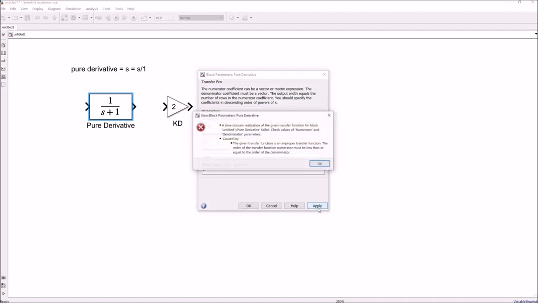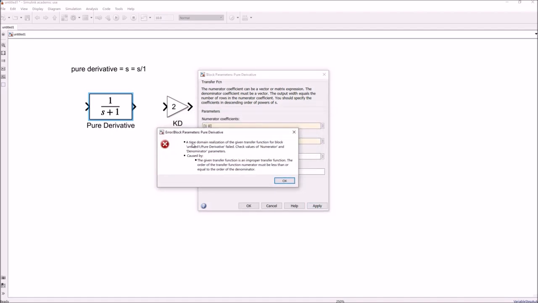You come over here and you try to hit apply, and then, oh no, look at this. You can't do this, right? It says that this is basically an improper transfer function, because the order of the numerator is higher than the order of the denominator.